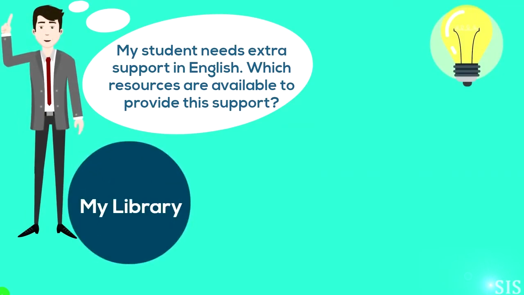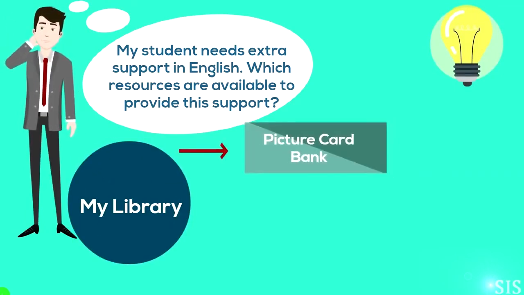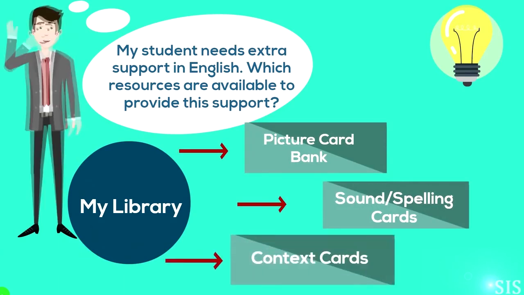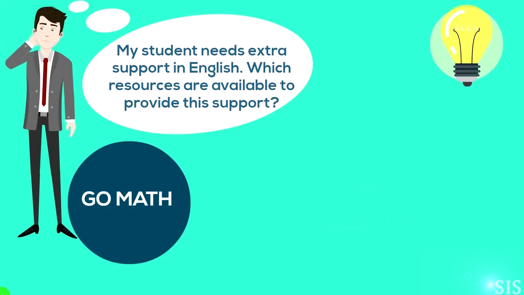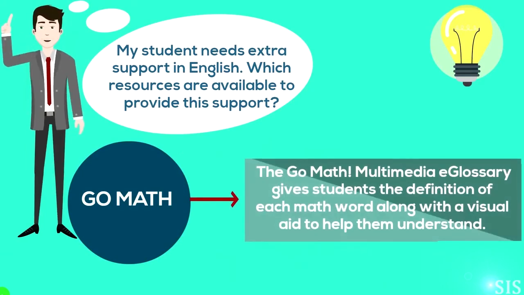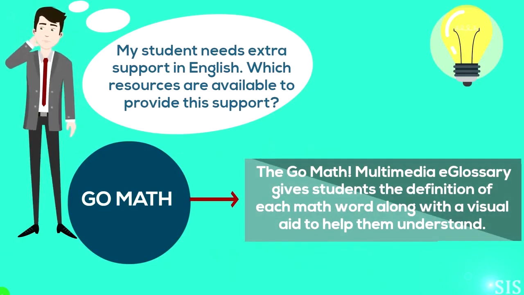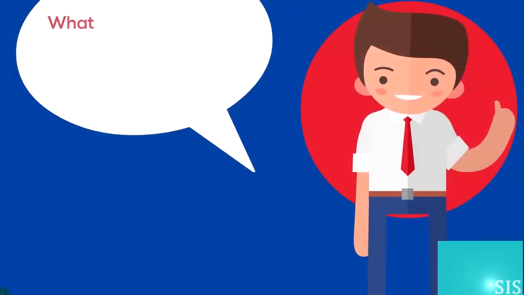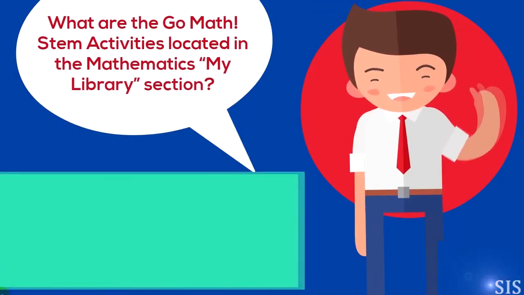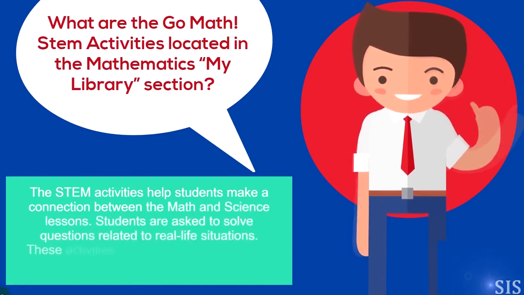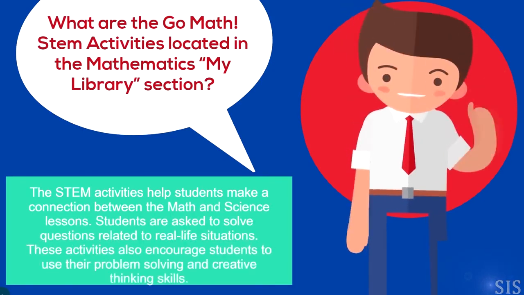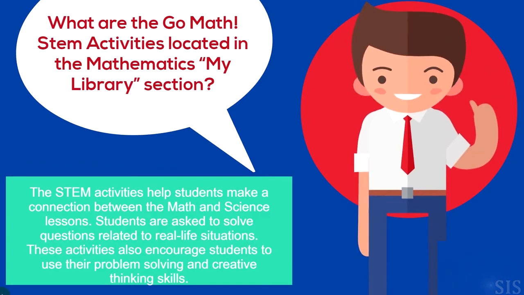My Library. The picture card bank, the sound, the vocabulary and context cards, and the Go Math Multimedia e-glossary give students the definition of each math word along with a visual aid to help them understand. What are the Go Math STEM activities? The STEM activities help students make a connection between the math and science lessons. Students are asked to solve questions related to real-life situations.